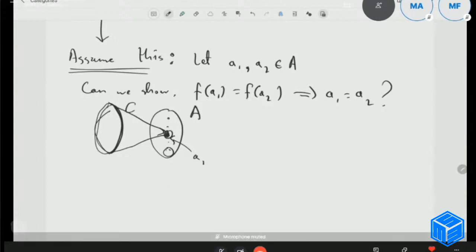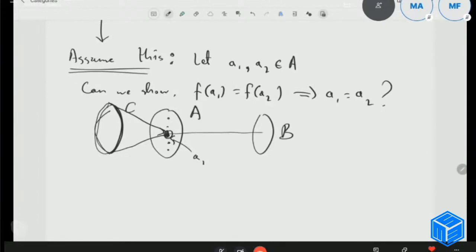Okay. So let's see. We have A1, and let's call this A1, and then we have B here, and then A1 is taken to some element here, and that's f of A1, which is equal to f of A2. We're assuming f of A1 equals f of A2 and trying to show that A1 and A2 have to be the same.